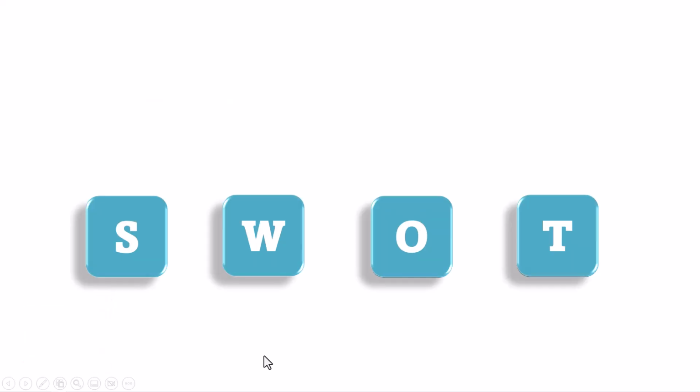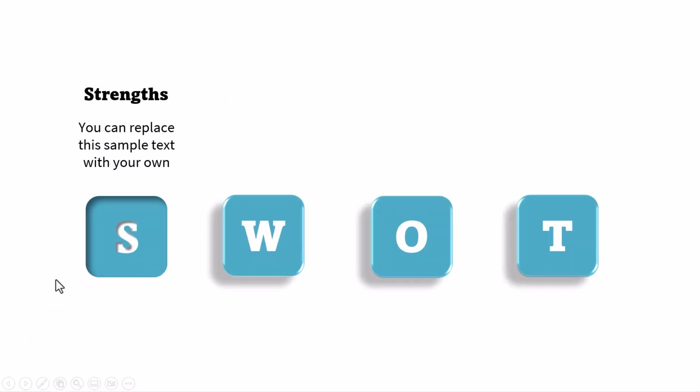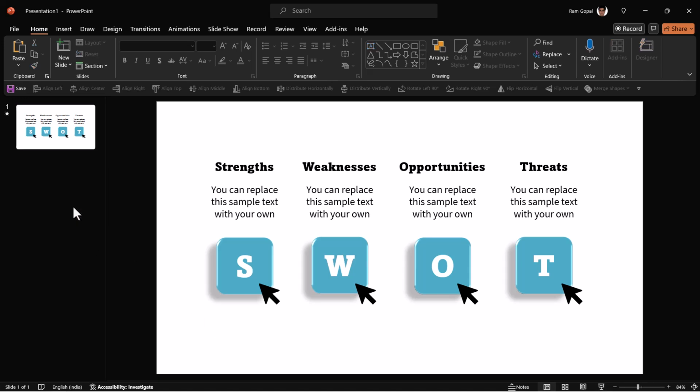First, I'll show you how I got this effect of something clicking, and you can see that the click is shown by the depression of the button. I'll show you how it is done. Let us go to a new slide.